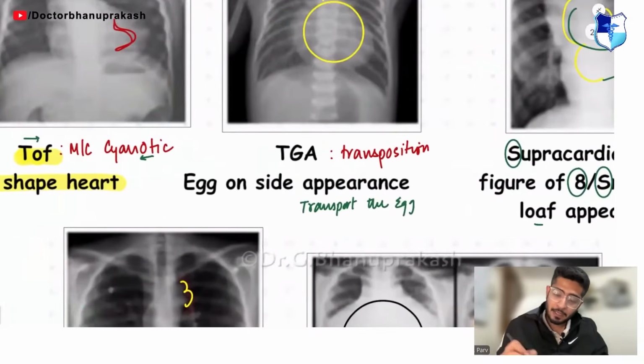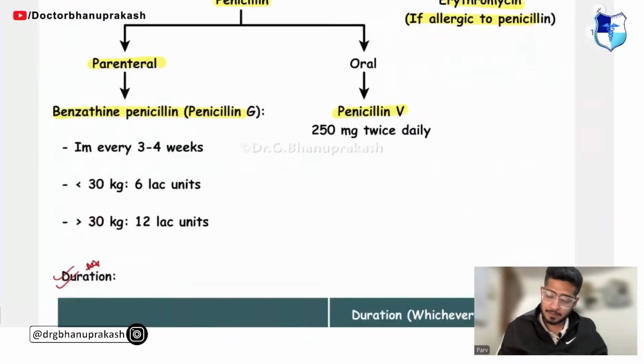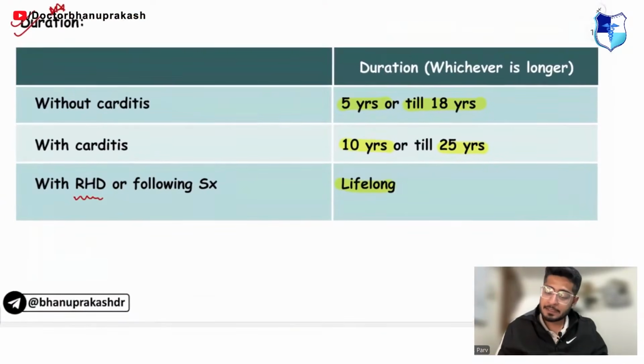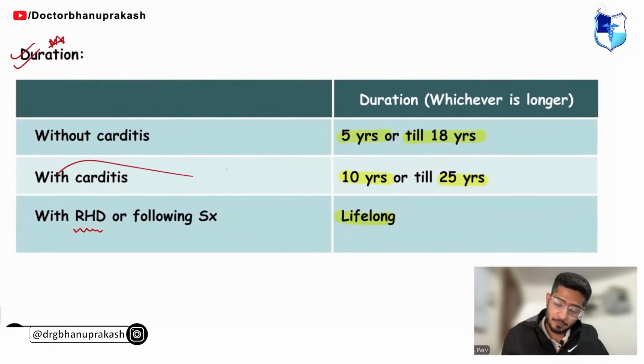Not egg on side, beta, it is egg on string appearance. This is important, kids. Carditis, please understand, this is important. With carditis is going to be T. So what is T? T for 10. With carditis is 10. Without has no T. So this is going to be half, that is going to be 5.